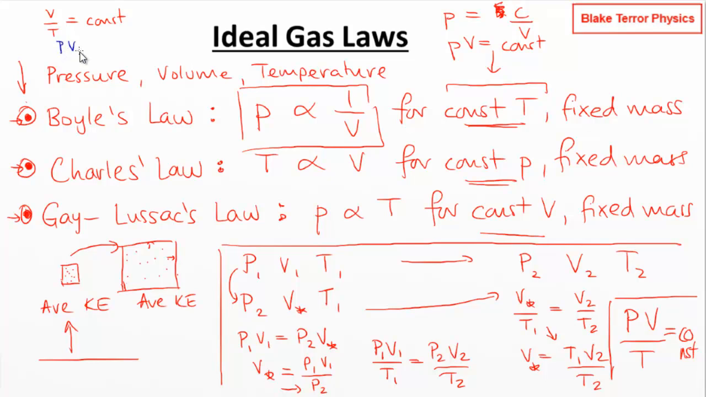So we've got PV is going to be equal to some constant multiplied by the temperature. That's what we're saying off of this equation down here. So what is this constant? We have got two ways of filling in that constant.